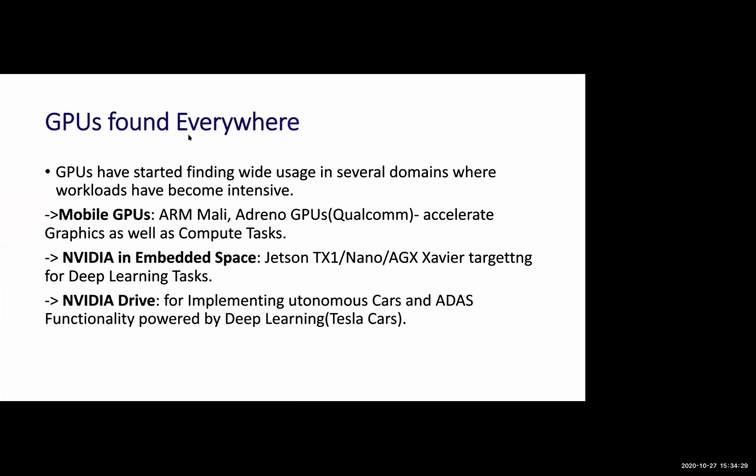If we look at GPUs, we can find them everywhere. In mobile we have ARM Mali and Adreno GPUs; Adreno is from Qualcomm. These are used for both graphics and compute tasks. For example, face unlock needs a more compute-intensive task, which runs on these GPUs. We can see GPUs in the embedded space also, like the Jetson Nano, TX1, AGX. These are mainly targeted at deep learning model deployment, not meant for IoT like Raspberry Pi.